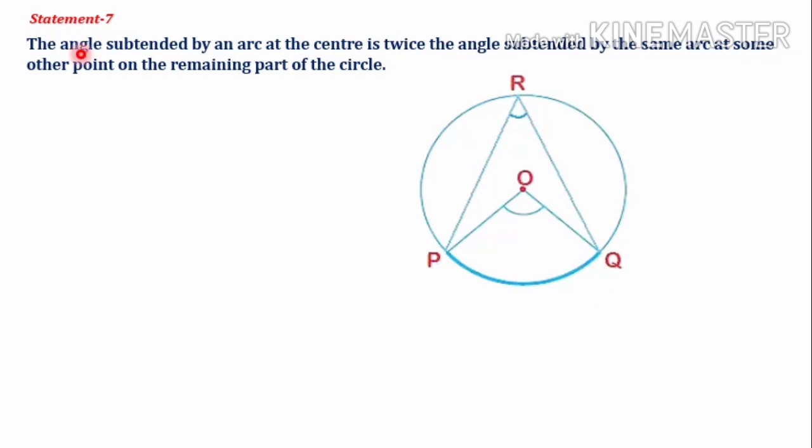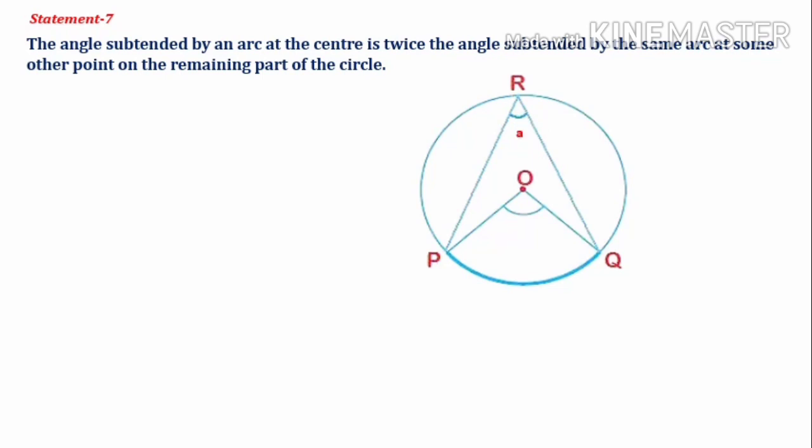So it is mentioned about the angles which are formed by this arc PQ. So this arc PQ makes two angles. One is with the center O and another one is with the point R on the circumference of the circle. The statement says the angle at the center is twice the angle at the circumference. Once again, angle at the center is twice the angle at the circumference.